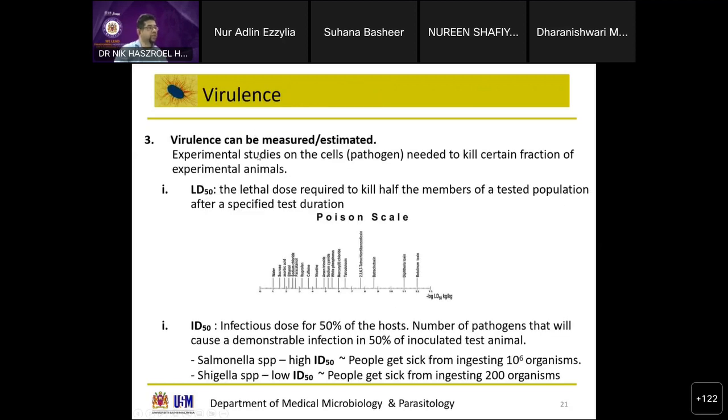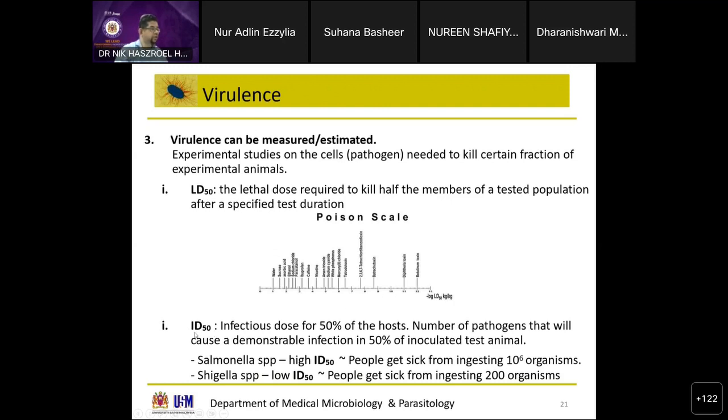So virulence can be measured or estimated, because as we said just now, there is low virulence and high virulence. So we use this scale, the poison scale. Lethal dose 50 is the lethal dose required to kill half the members of a tested population after a specific test duration. So water is safe and botulinum toxin is the most dangerous. So we use this scale.